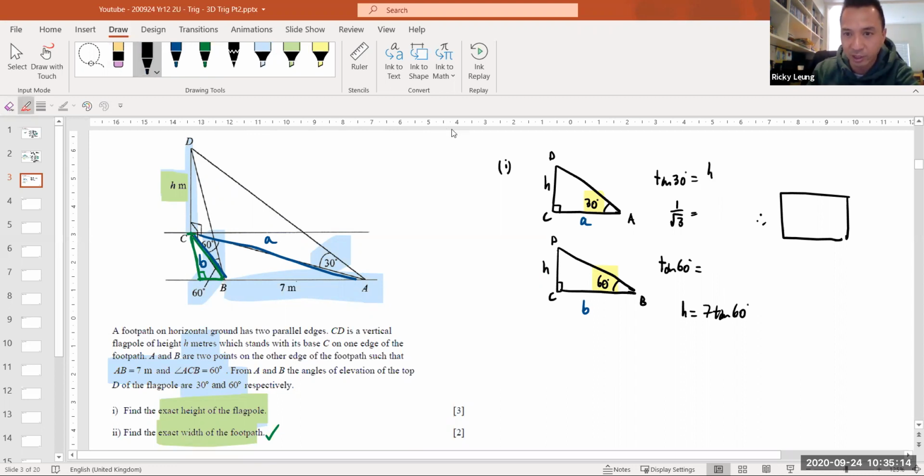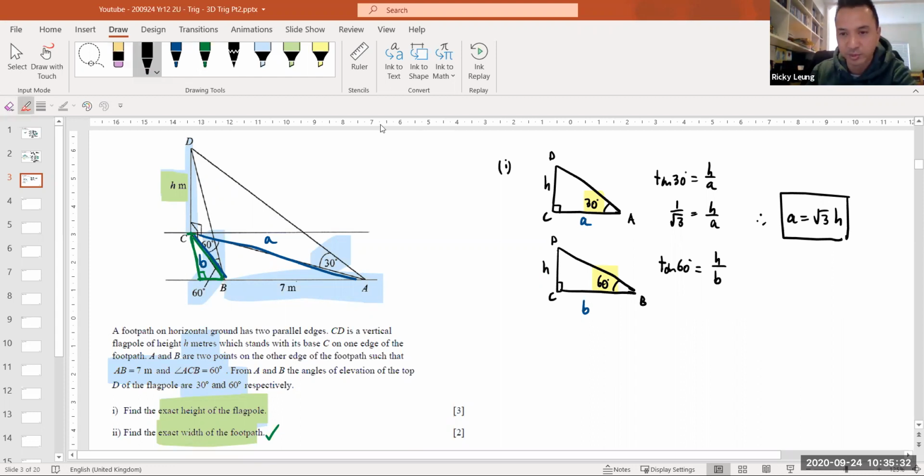So it's actually h on a, and I'm actually trying to make a the subject, my friends. A equals root 3 h. That's better. Tan 60 is h on b. Let's fix this expression here.